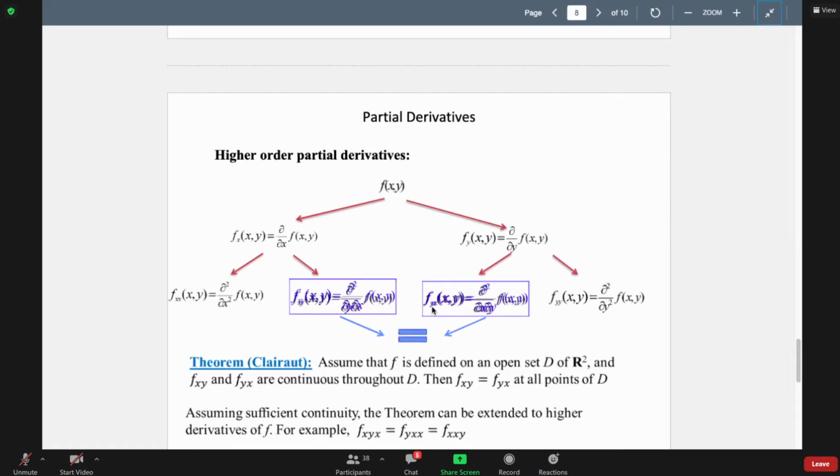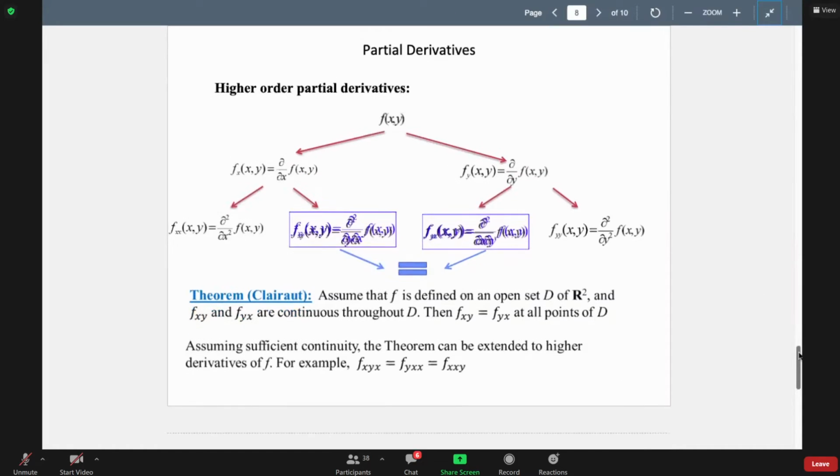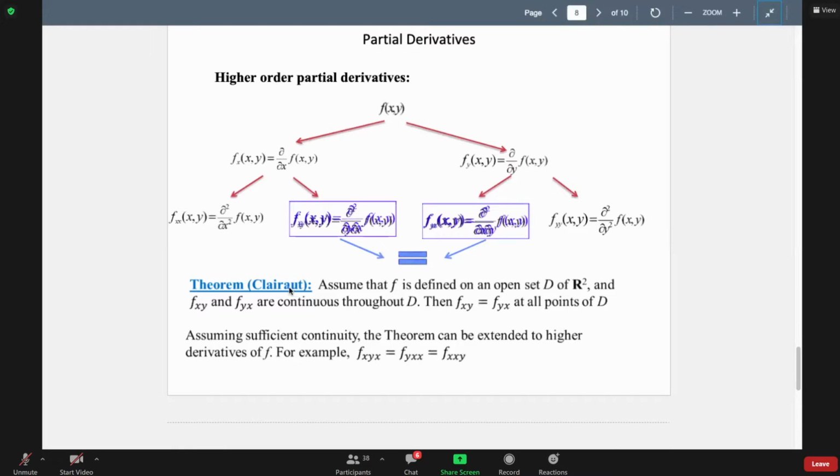Here you can first differentiate with respect to y, then with respect to x. And there's a theorem in calculus that those mixed derivatives are always the same. The theorem has a name, Clairaut. Assume that the function f is defined on some open set in the plane, and that f_xy and f_yx are continuous. Then those partial derivatives are equal. So you can differentiate first with respect to x, then with respect to y, or the other way around. The answer is always the same if the function f is smooth enough.